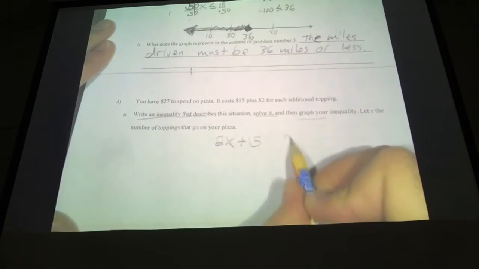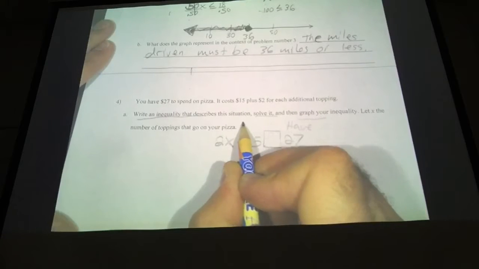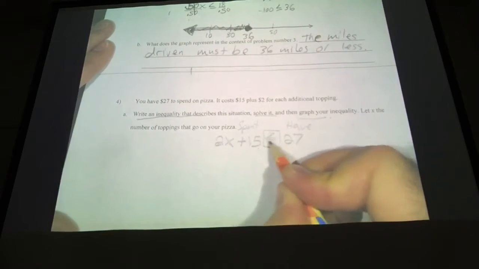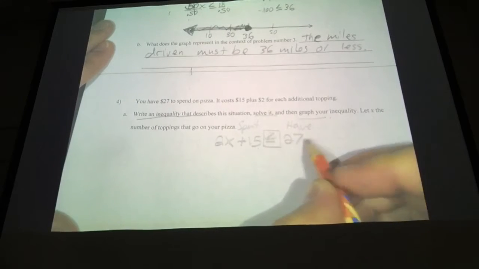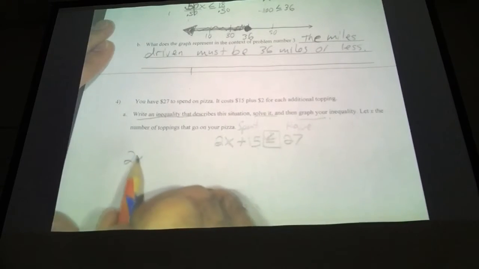Now, we're comparing this to 27 because 27 is the amount of money that you have. This is the money that's going to be spent on the pizza. So you want it to be less than or equal to what you have. So now we're going to solve this by subtracting. Let me write this over here: 2x plus 15 is less than or equal to 27.